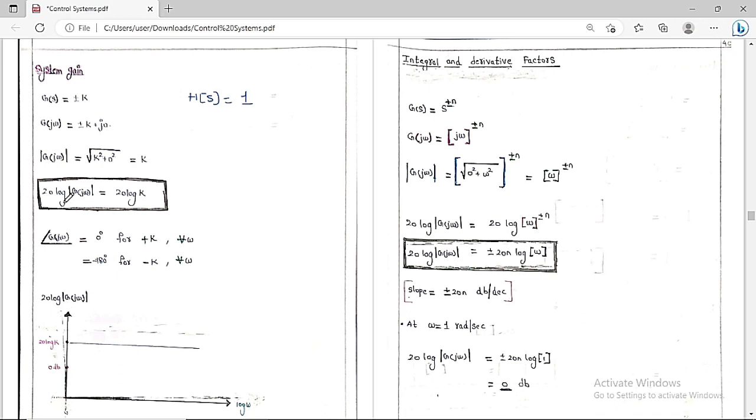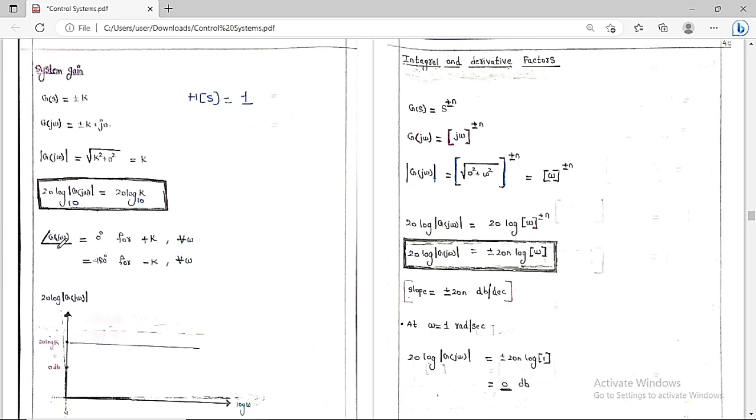Then what is 20 log of the modulus of G(jω)H(jω) with base 10? We can say that the magnitude of G(jω)H(jω) is equal to k. So we substitute, and we get 20 log k with base 10. This is the magnitude: 20 log of the modulus of G(jω)H(jω) with base 10 is equal to 20 log k with base 10. So this is about the magnitude.